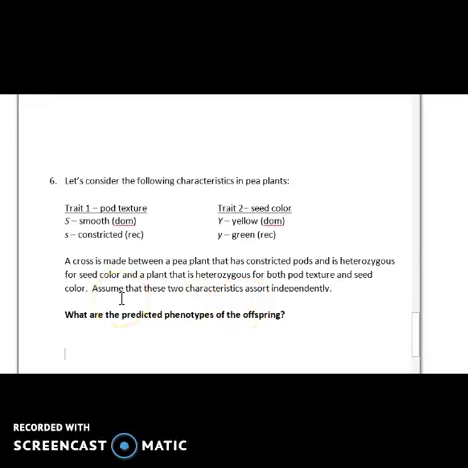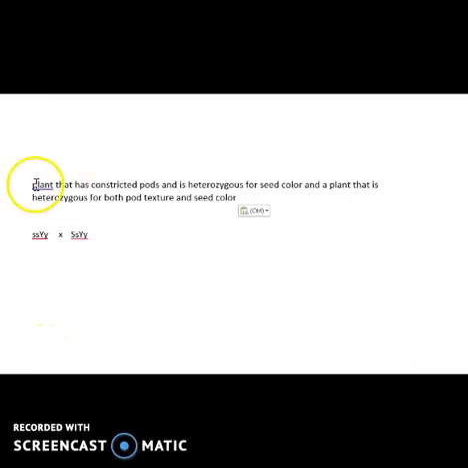So again, I've set that up. I've copied here the two crosses we're making. A plant that has constricted pods and is heterozygous for seed color. Since constricted is recessive, we know it has to be two lowercase, and heterozygous seed color means uppercase, lowercase. And a plant that is heterozygous for both, so uppercase, lowercase, uppercase, lowercase.